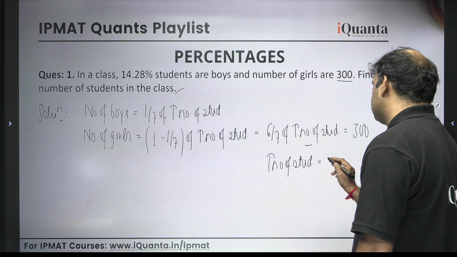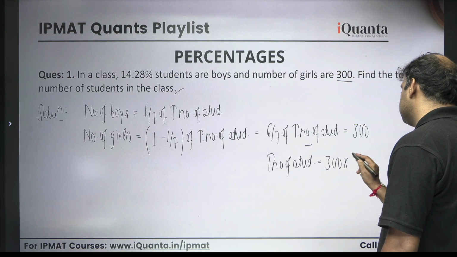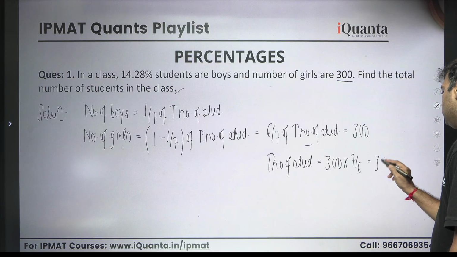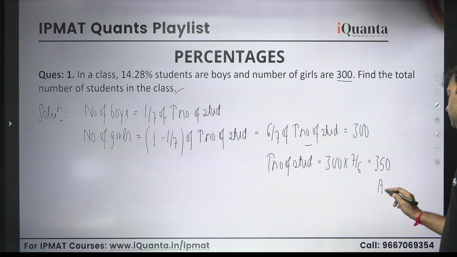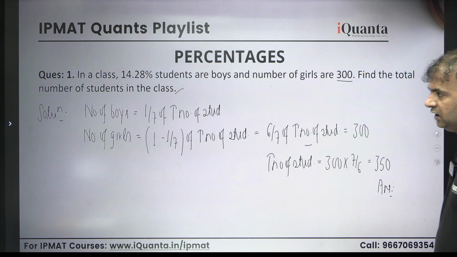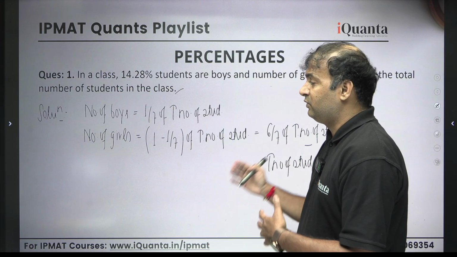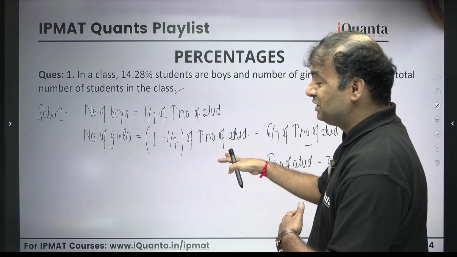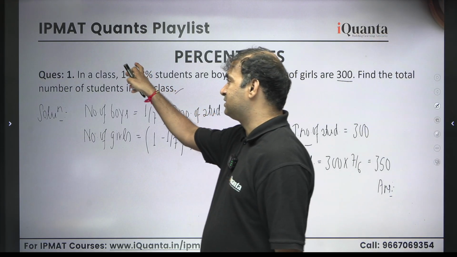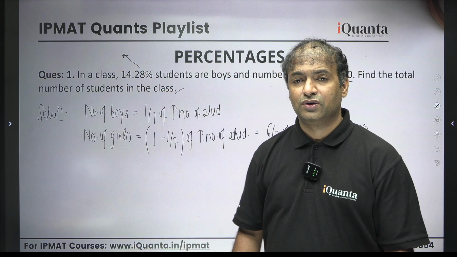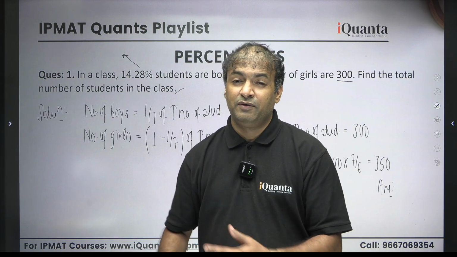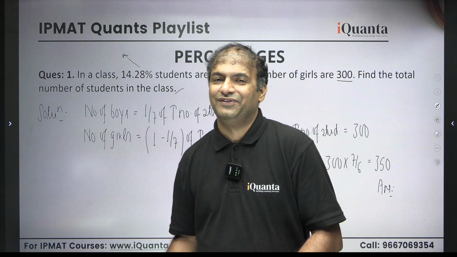So what shall we say here? 300 into 7 by 6. 300 by 6 is 50, and 50 into 7 is 350, and that is the final answer. So guys, with the help of these conversions, we could solve this question pretty easily. If we are not using these conversions and we solve with percentage directly, then also we can solve the question, but it will take a lot of time, and it will not be very comfortable in terms of solving it.